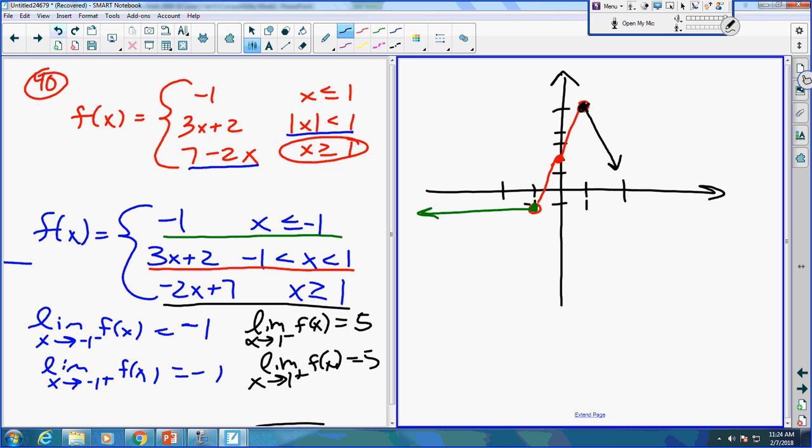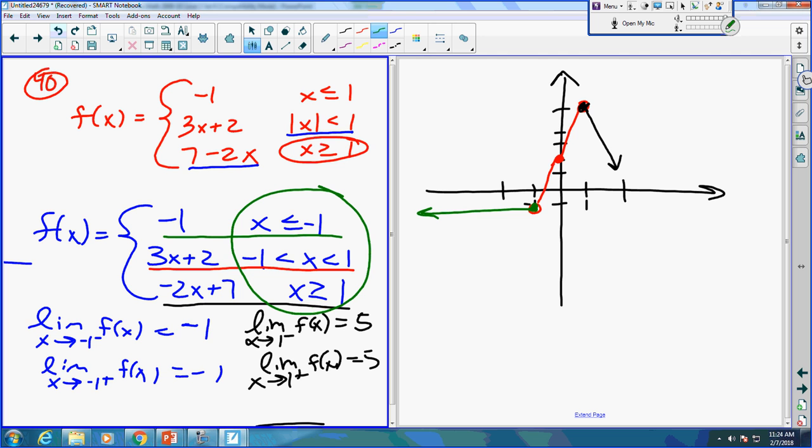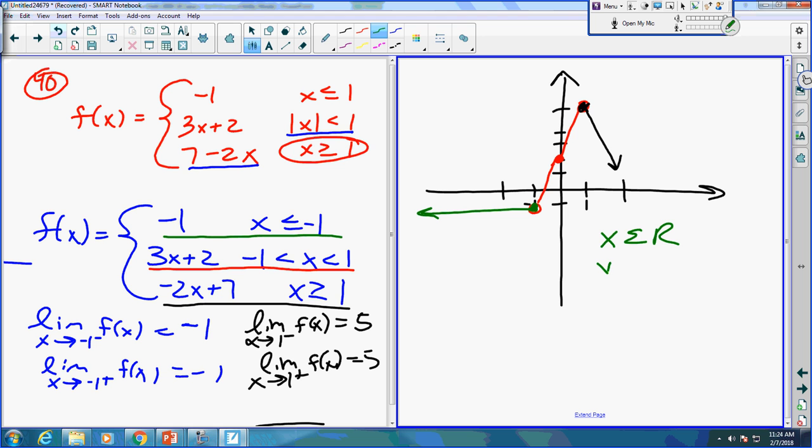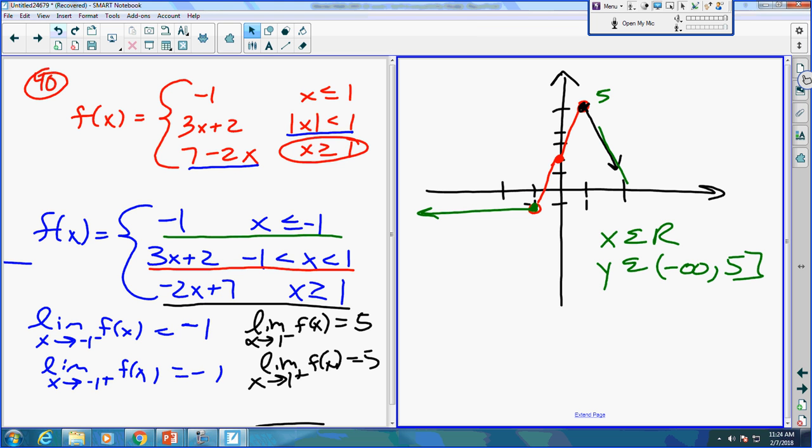All right, the domain is all reals. That was set here, right? You can see that it set all those numbers. So the domain is all reals. The range is kind of interesting. This is just -1, and then it goes up to a peak of 5, and then it goes down to -infinity. So it's -infinity up to including 5.